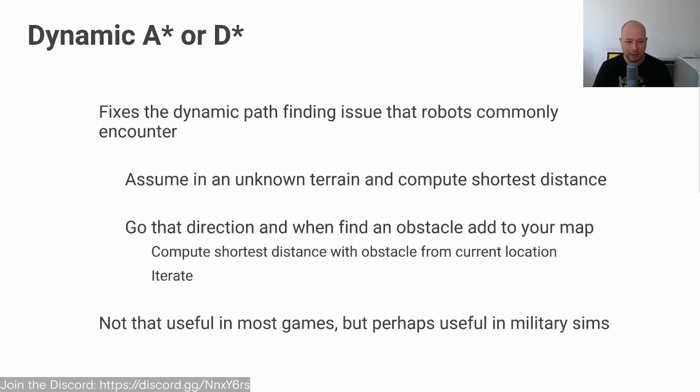Who knows? So what you do is you assume that there's unknown terrain, and you compute the shortest distance based on your current knowledge. You go in that direction, and when you hit an obstacle of some kind, you add that to your map, and then you compute the shortest distance with that obstacle in mind to the current location. So you're constantly iterating a new path every time you come across a change to the world as you know it. I know this is an algorithm, but it's kind of dumb, right?